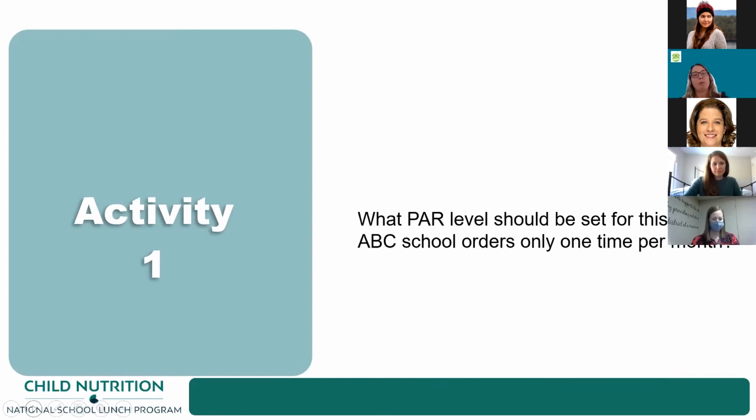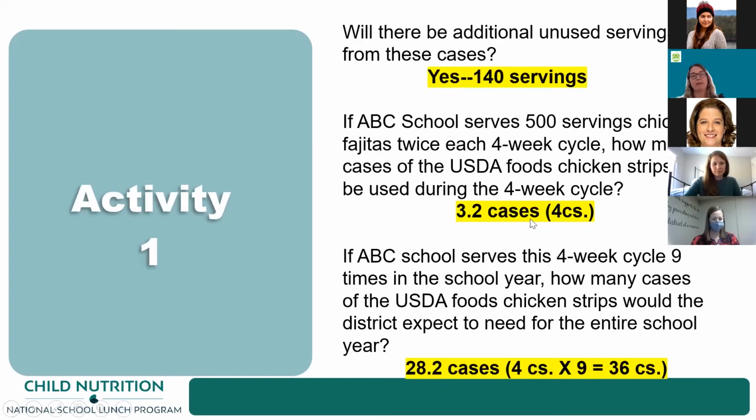So now we're looking at what PAR level the CE should set for this item if they only get 1 delivery a month. And that should be 4 cases. And the reason, we go back and look at it, to serve it in that 4-week cycle with 1 delivery a month, they would need those 4 cases. And that still gives them the buffer of an extra 140 servings. So if they went up a little bit, they would still be okay and in the zone there.